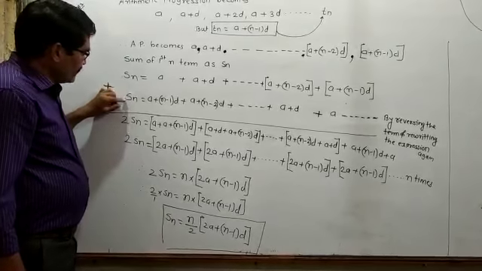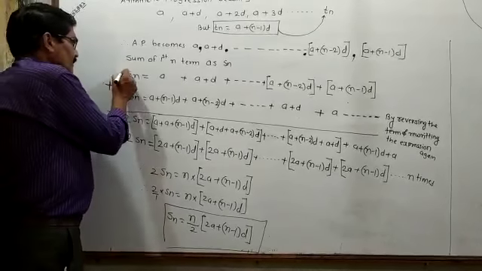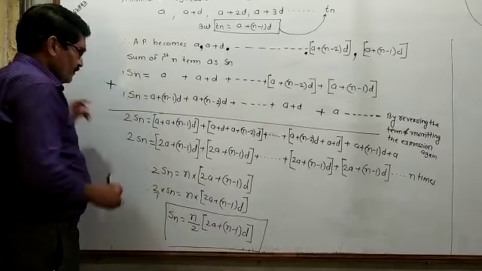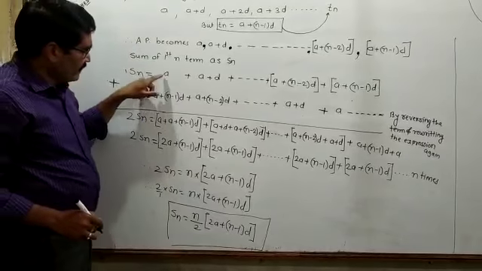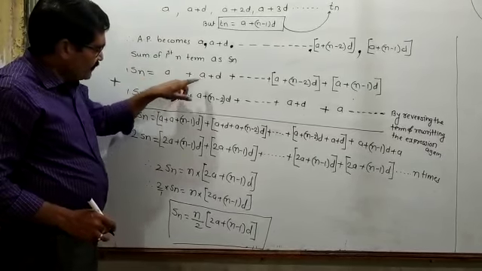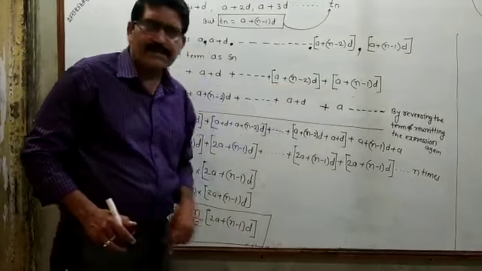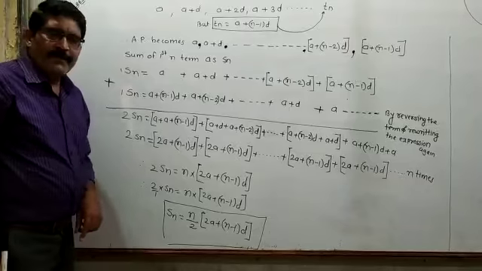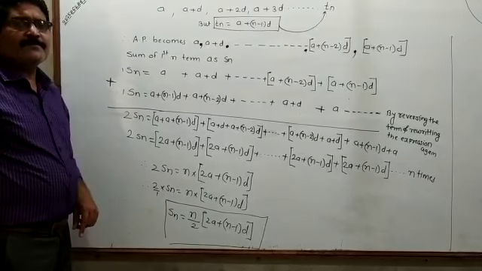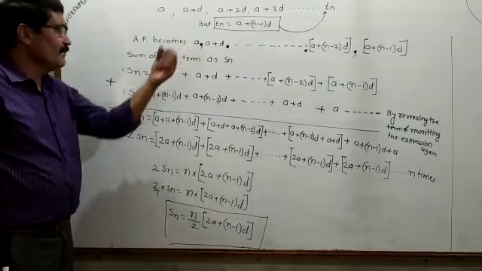You have to do the addition of the terms. Then Sn plus Sn, 1 Sn plus 1 Sn is equal to what? 2 Sn. Here, in this term you have to add this term, in this term you have to add this term, in this term you have to add this term, in this term you have to add this term. Pay proper attention and clarify how this formula will come.